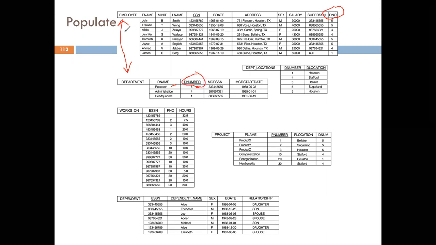So the D number of employee and department's D number should be the same. Department name research, the department number of that research department is 5. Now we will check over here where 5 is present. So 4 employees are there for which the D number is 5, which means these 4 employees work in the research department. So we need to link these two tables. How to link these two tables? That is in the condition.